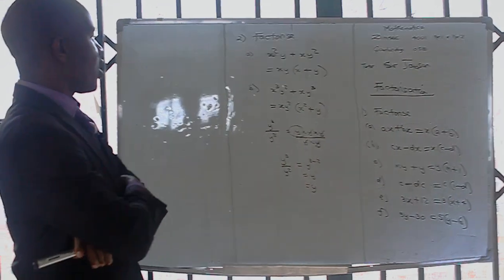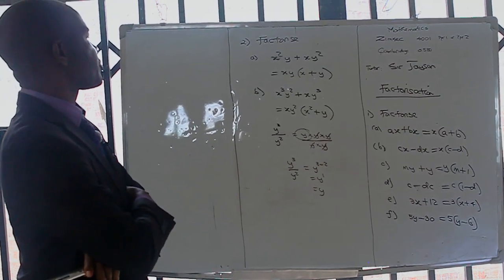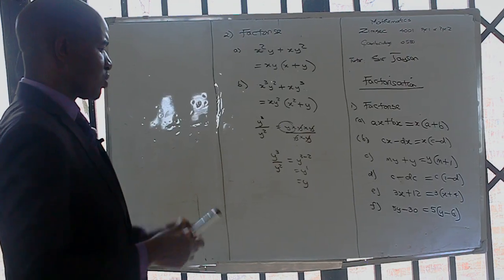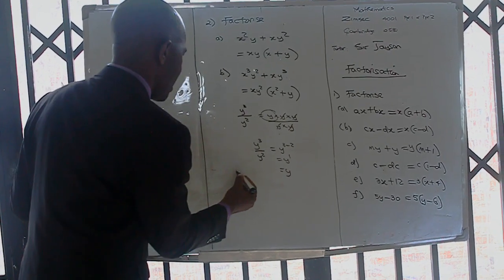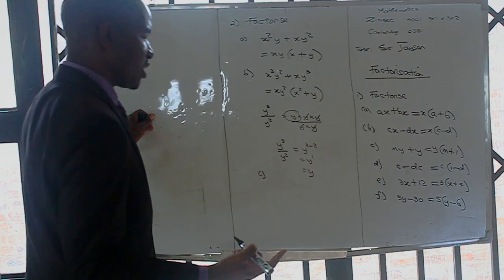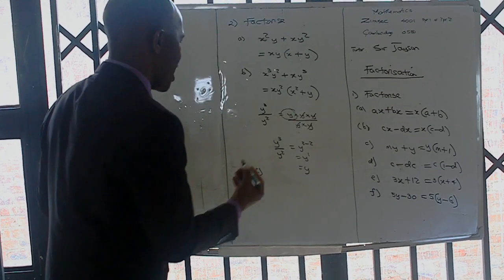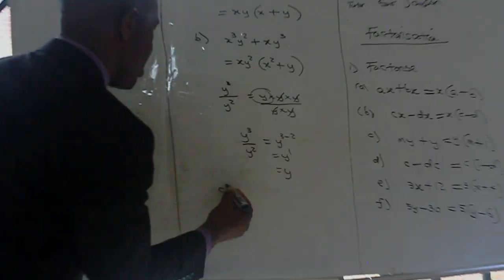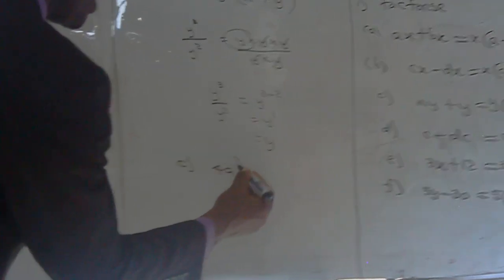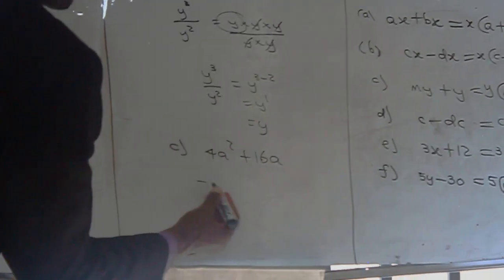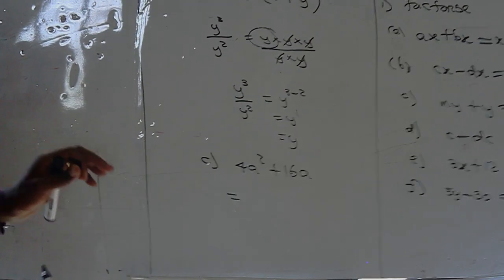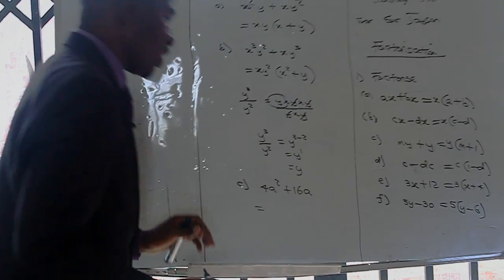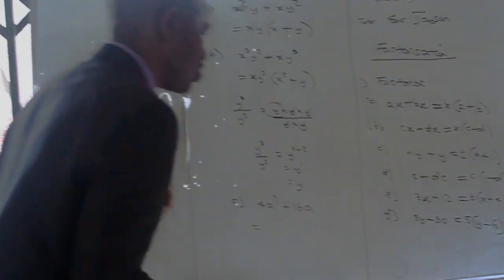Case number 2 of factorization. Now, I have this question from 2025 June, IG, Cambridge, 2025 June. 4a squared plus 16a, factorize. This is 3-3, June 2025.